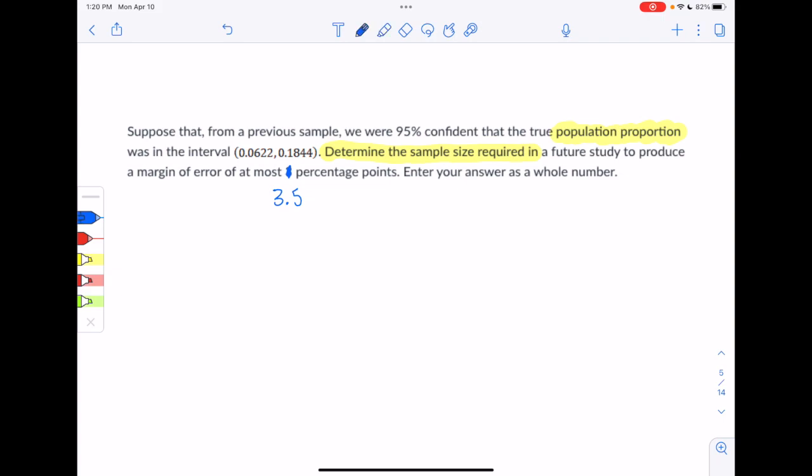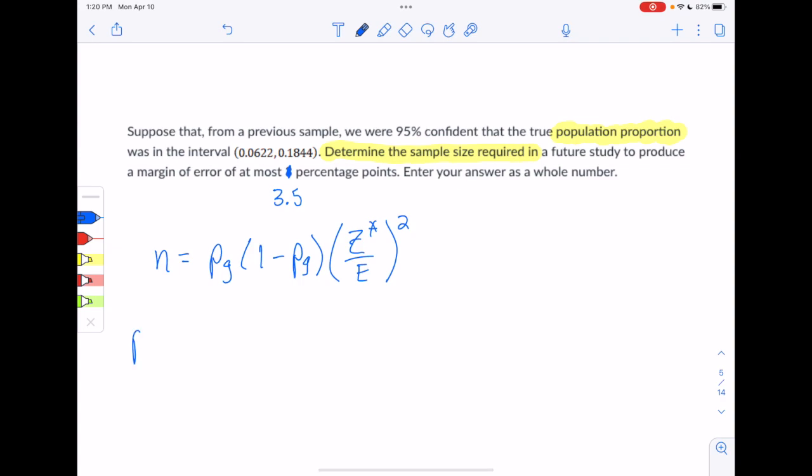In that setting, the formula would be n equals p_g, where the subscript g stands for guess, times 1 minus that guess at p, times z star divided by E, with that fraction all in parentheses and then squared. So we need to know a guess at p, z star, and E, and then we can get to work.